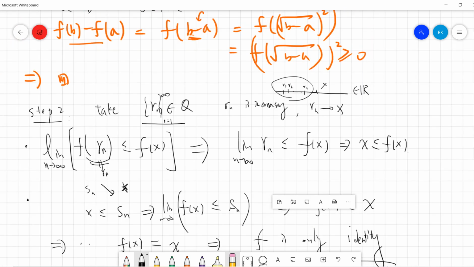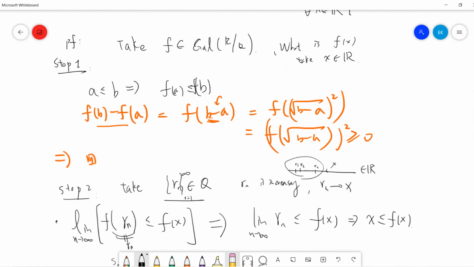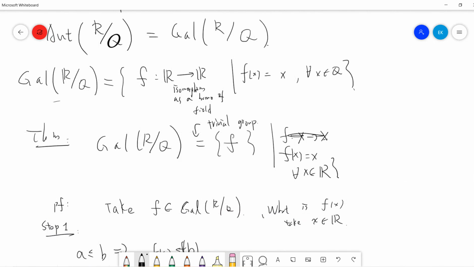Basically, this proof uses the property of analysis, and also the property of the rationals. So that's why the Galois group of the reals over the rationals is trivial. It's a trivial group.